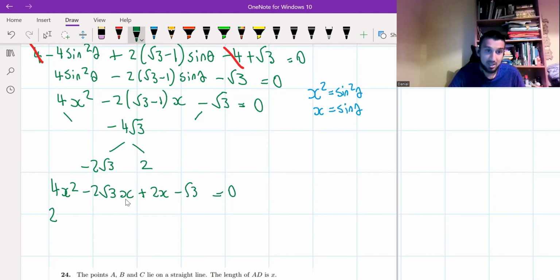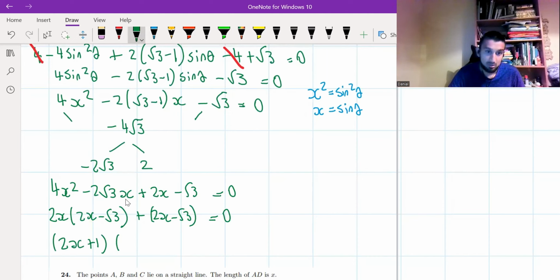So it'll be 4x squared minus 2 root 3 x plus 2x minus root 3 equals 0. Clearly you can see that will be 2x minus root 3 plus 2x minus root 3 if we factorize the first two. And then that will become (2x plus 1)(2x minus root 3) equals 0.